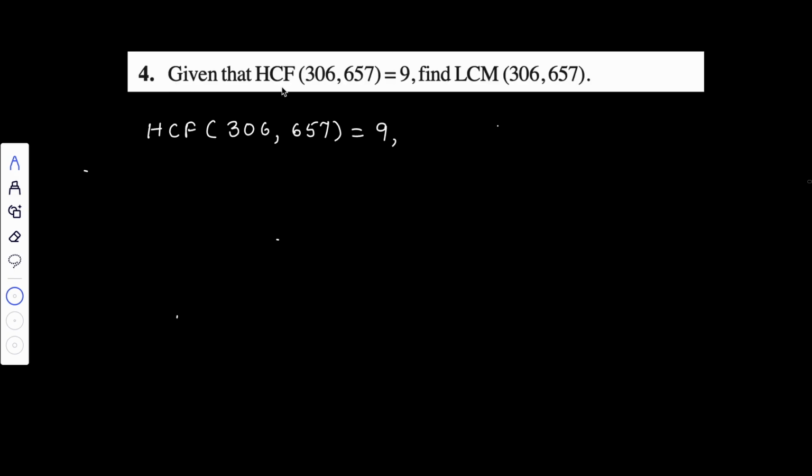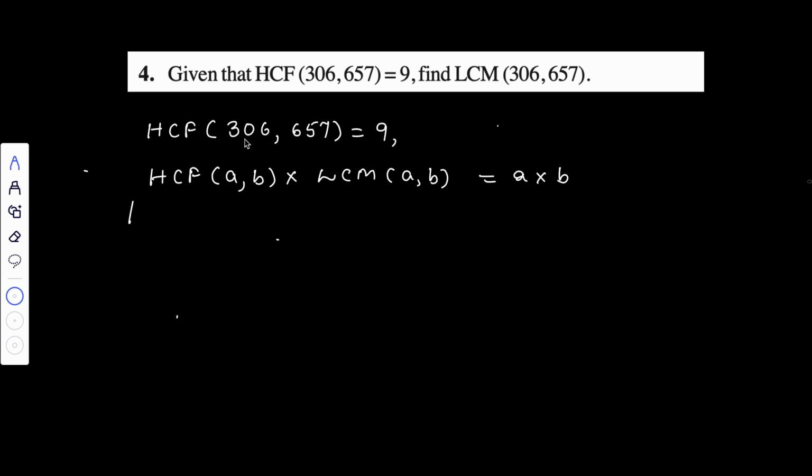Going to fourth sum. This is one very important question for your board exam. Based on this, some other questions can come. It is given here, given that HCF of 306, 657 is equal to 9. Find the LCM of 306, 657. Okay, now we have the formula here. HCF of A, B into LCM of A, B is equal to A into B. It is for any two positive integers.